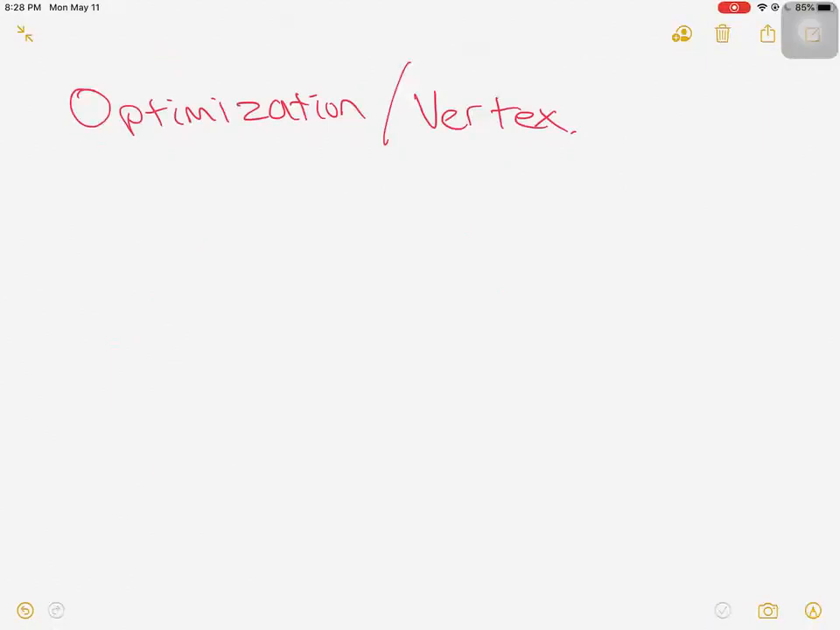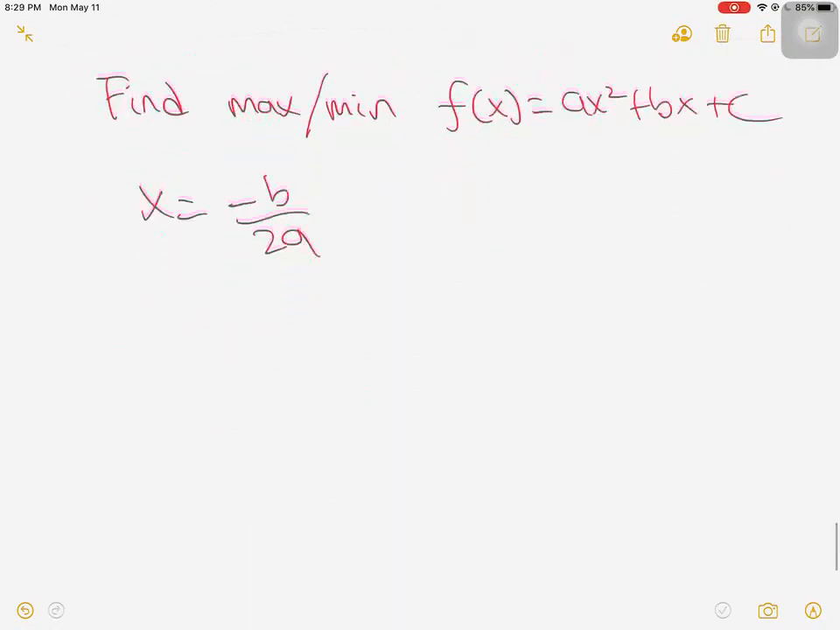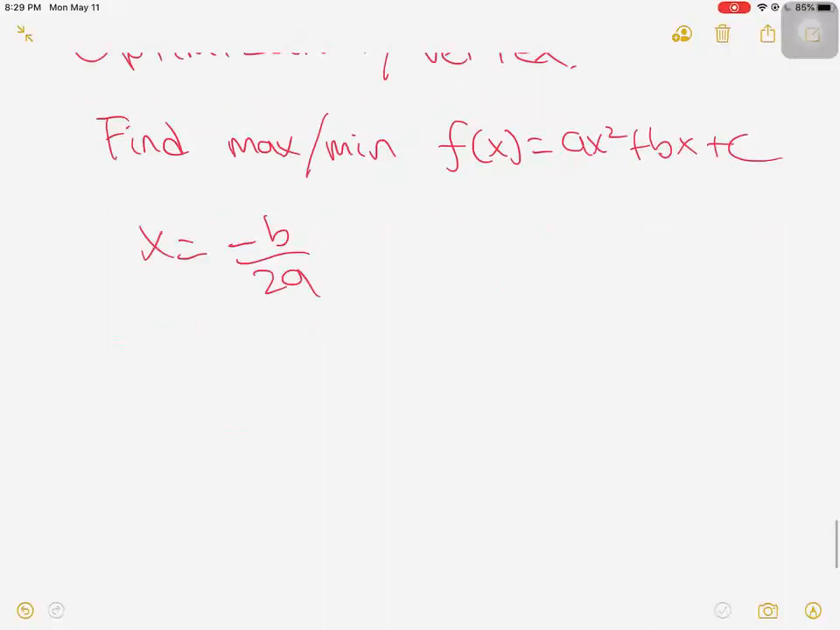So basically, if a question ever says find the max or the minimum of a function, then it's always at x is equal to negative b over 2a. And this is also called the vertex, by the way.